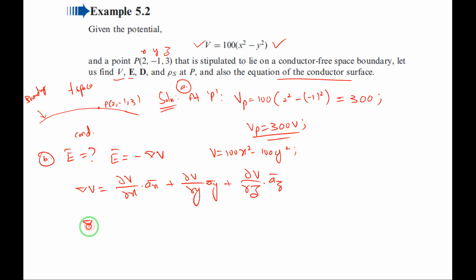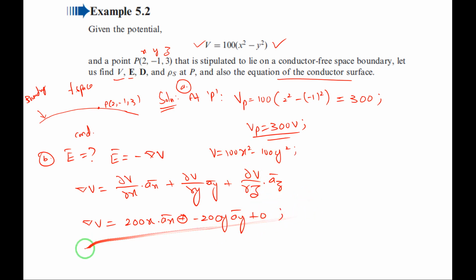Differentiate this with respect to x: 100 into 2, 200 x, using n x to the power of n minus 1. With respect to x, the second term will be 0, so we leave it, into ax. Then we come to the second part. With respect to y, I have to differentiate; the first term will be 0. So I get minus 200 y into ay. Then differentiating with respect to z, this will be 0, leave it. At point P we will do it later. So E vector is equal to minus del V.